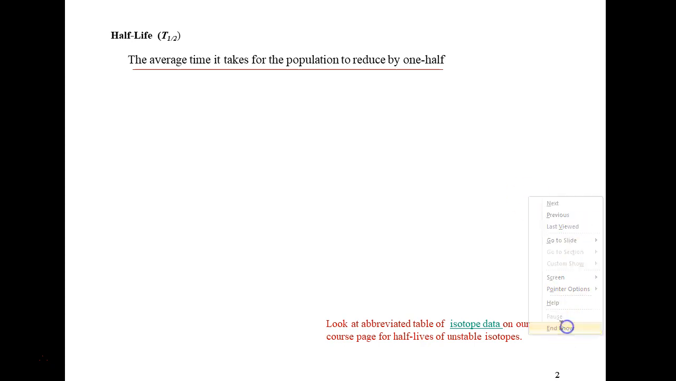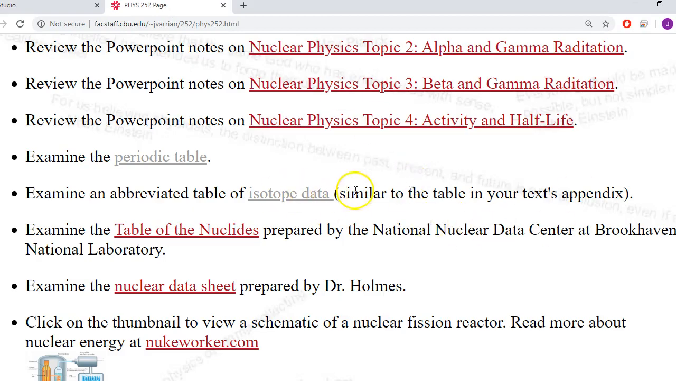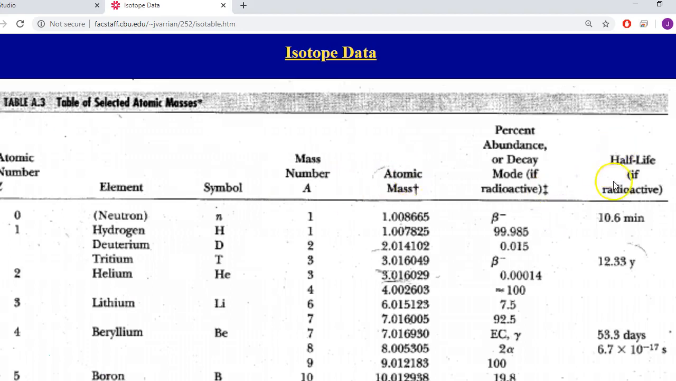If you go to the isotope data sheet, you'll see in the last column, I'll show you guys, you're going to get the half-life of the isotope. If I click right here on our course page, you can see this last column is the half-life if it's a radioactive isotope. And these half-lives are all over the place. There are certain isotopes that have extremely short half-lives and some that have really long ones.